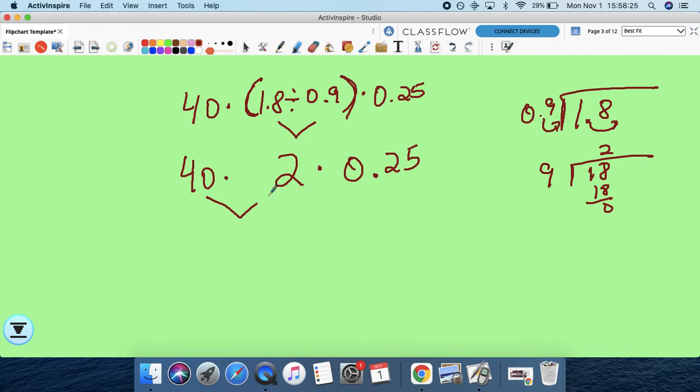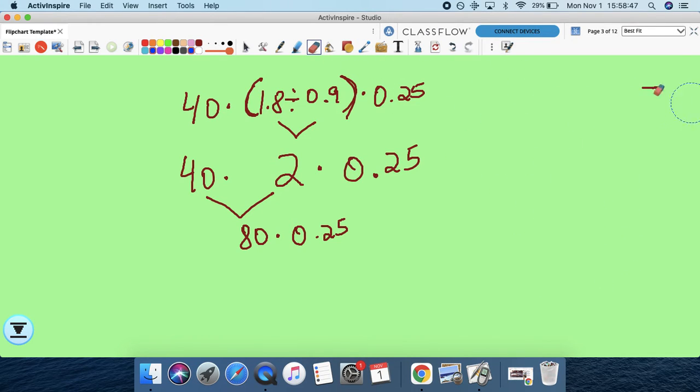Well, let's do this first. What's 40 times 2? Well, 40 times 2 is easy. 2 times 0 is 0. 2 times 4 is 8. So we got 80 times 0.25. Eventually you will have a calculator, but right now I want you to just focus on this. So 80 and then times 0.25.